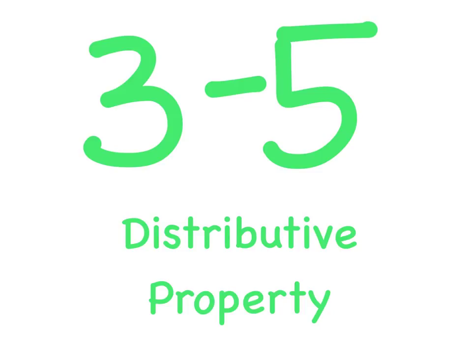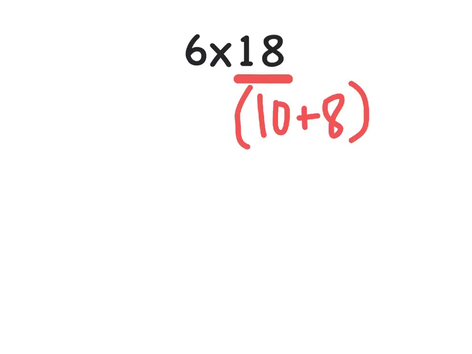In this video, I will be talking about 3-5, the distributive property. You've probably done the distributive property in your head without even really knowing it. What the distributive property says is that we can take a number, such as 18, and break it down into two numbers that add up to 18, such as 10 plus 8, and I can multiply that by 6 to make it easier.